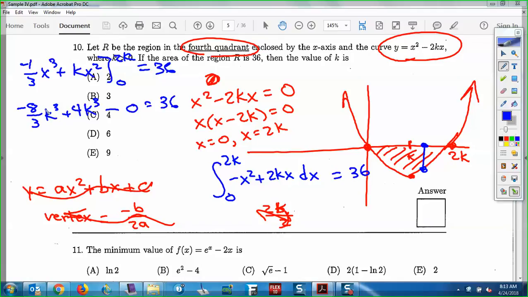So what would this be? Negative 8/3, this would be 12/3, right? So negative 8/3 and 12/3 would be 4/3 k cubed equals 36. So divide by 4 times by 3, get k cubed equals 27. K equals 3, right? So there's your k. But yes, getting the graph, or without getting the graph, at least that helps you know that the integral goes from 0 to 2k. All right, that's a good one.